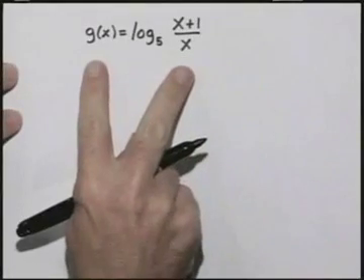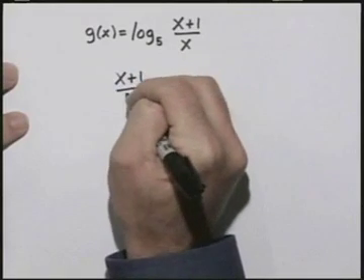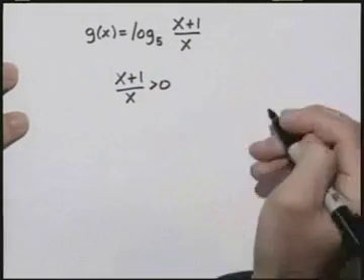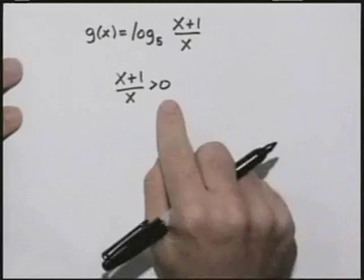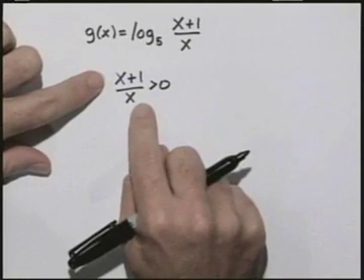Remember, to find the domain of a logarithmic function, all we need is for the argument of the logarithmic function to be positive. So, for this logarithmic function, we need x plus 1 over x to be positive. Well, let's think about how that can be. All we need to do is solve this rational inequality.